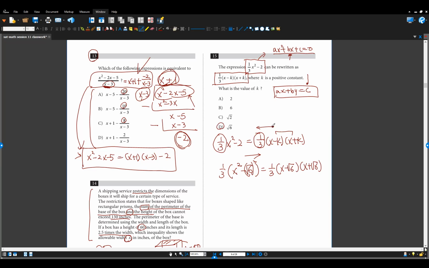Or you can go right to left. This is how much? x squared minus k squared, isn't it? When you multiply by 1/3, this is exactly equal to this way: 1/3 of x squared and 1/3 of k squared. That is equal to 2. Okay, so 1/3 of k squared is 2, k squared is 6. What is the value of k? k equals plus or minus root 6. Okay, but we have these numbers over here.